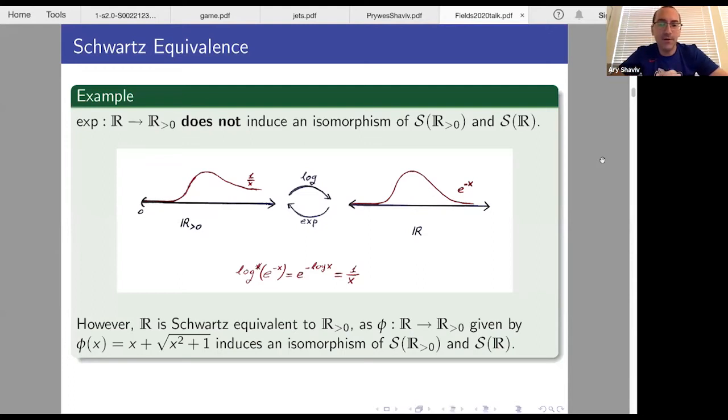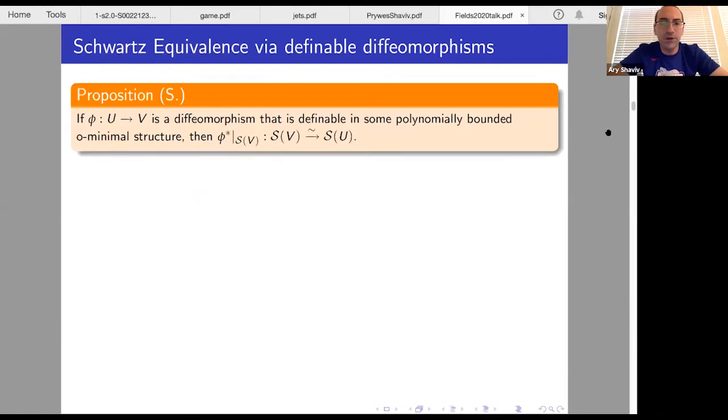Okay, so good. These two subsets, the real line and the positive ray, are Schwartz equivalent, but not via the exponent only, but for instance via this phi. Note that this phi is semi-algebraic, right? Or if you want, it's a definable function over R in the structure given by just the real line. And this leads us to the following proposition, and I will talk about this proposition in some detail, and later I will give many results without details.